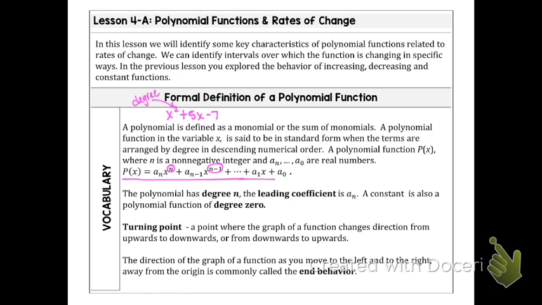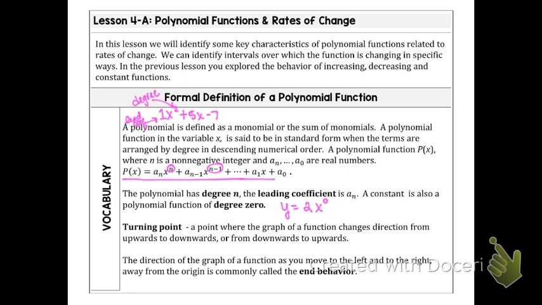And the leading coefficient is always the number in front of that variable that has that degree as the exponent. So in this case, we can't see it there, but it's a 1, so that 1 would be my leading coefficient. Okay, and then it tells us that a constant is a polynomial function of degree 0. Because if I have a constant function, so let's say y equals 2, it doesn't have an x there. At least it's not written. But there is an x. There's just an x to the 0 because there's no x, which is why its degree is 0.